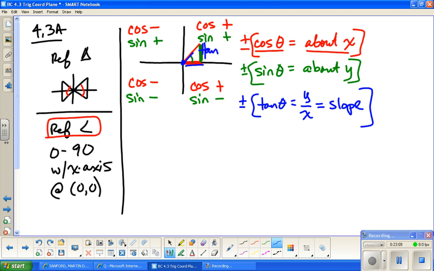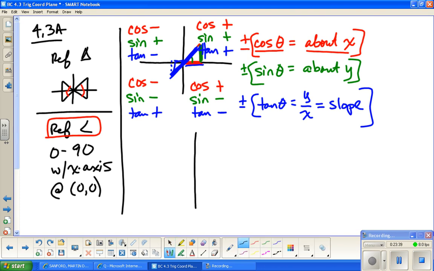Tangent would be positive where the slope is positive. Okay, now so like rise over run. So this is a positive slope, and positive slopes are in the first and third quadrants. Tangent is negative in the second and fourth quadrants. Okay, and then one last thing to wrap this up, and that is a little mnemonic.